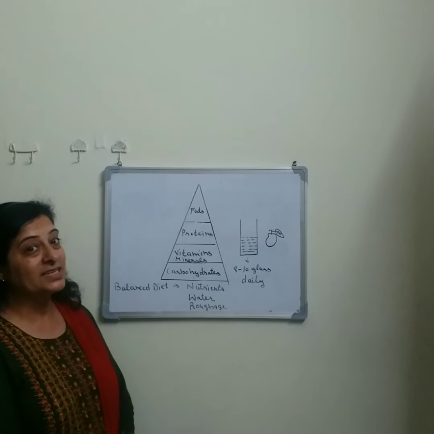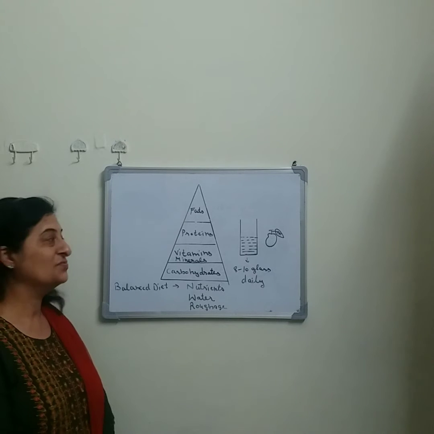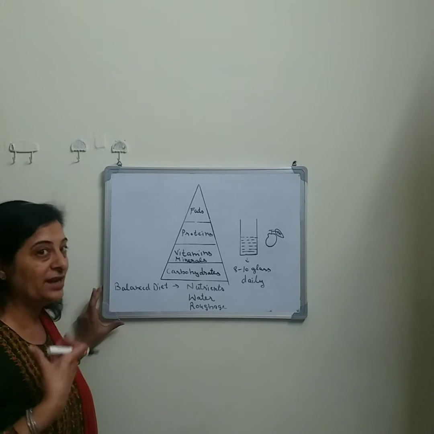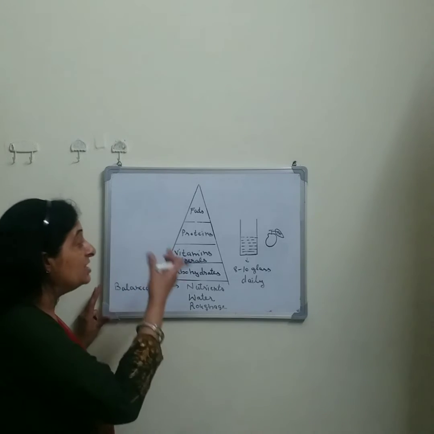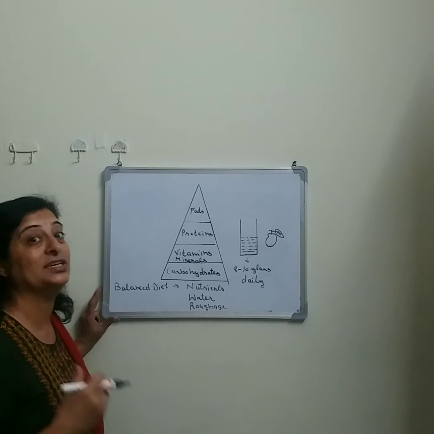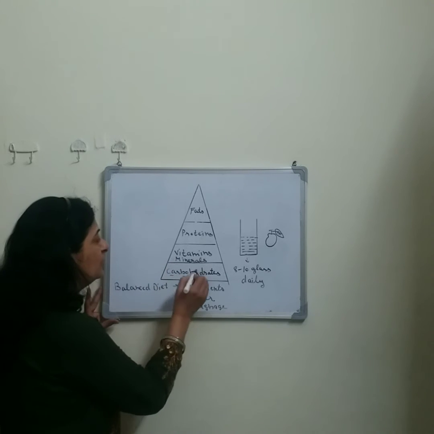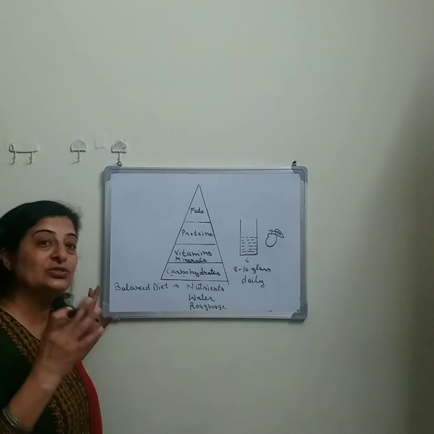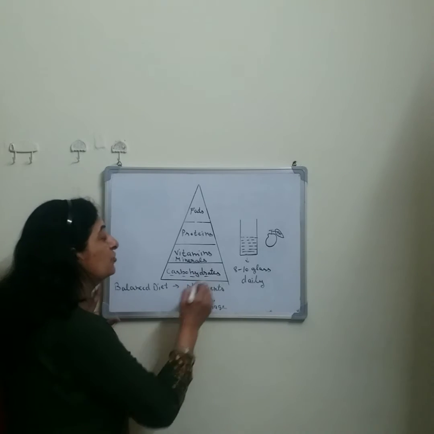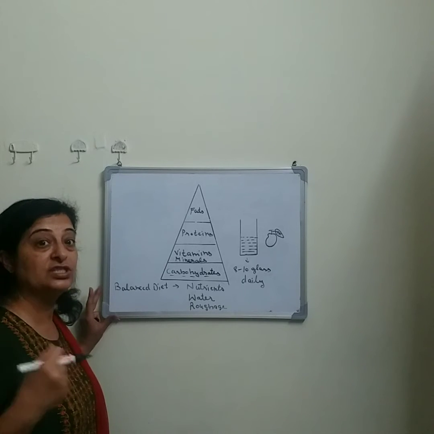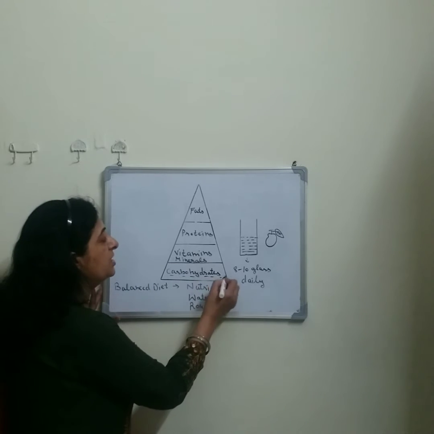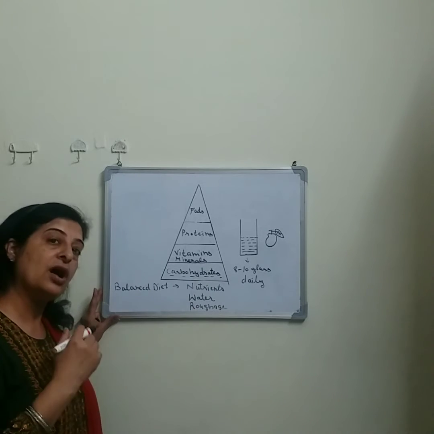Now we will discuss the food pyramid. As you know, our food contains different nutrients, and these nutrients are needed by us but in different quantities. First of all, we will talk about carbohydrates. Carbohydrate is needed by human beings in a larger quantity because it gives us the energy to do different work. So human beings need carbohydrate in the maximum amount.